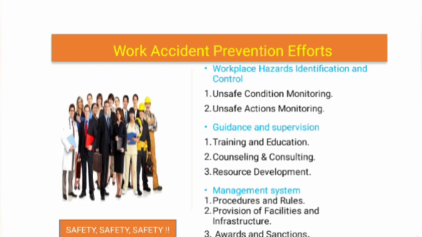Work accident prevention effort. First, workplace hazard identification and control, such as unsafe condition monitoring and unsafe action monitoring. Second, guidance and supervision. Number one, training and education, counseling and consulting. Number three, research development. And then management system, procedure and rules, provision of facilities and infrastructure, awards and sanction.